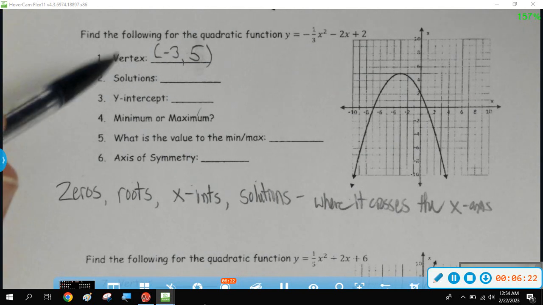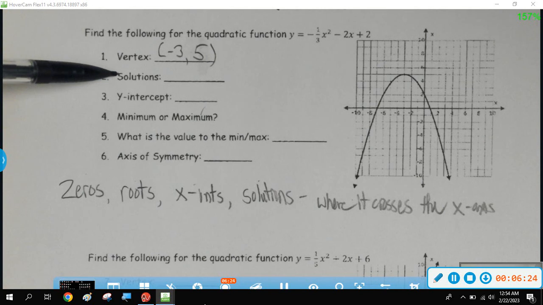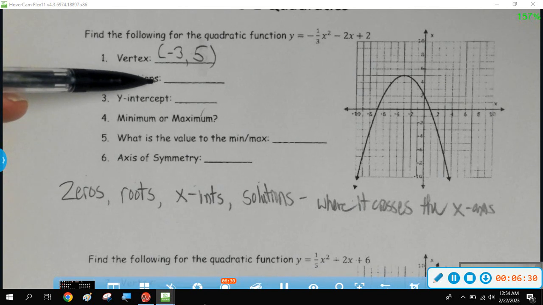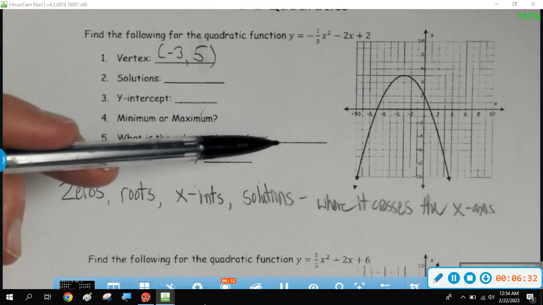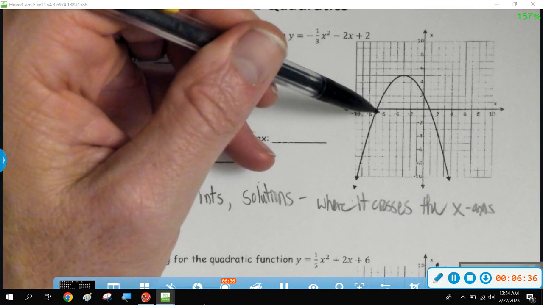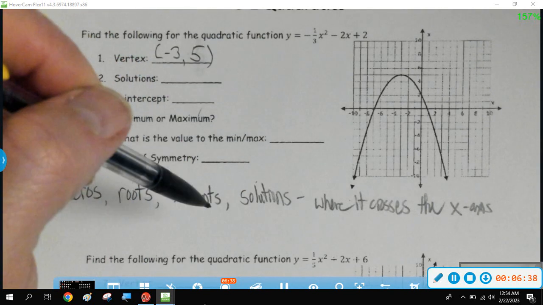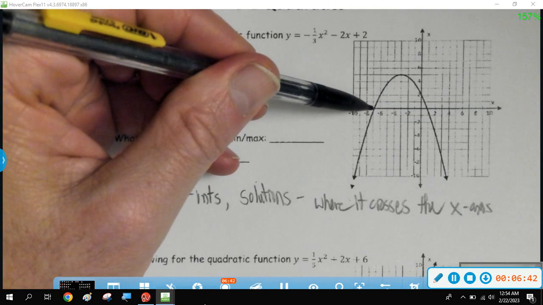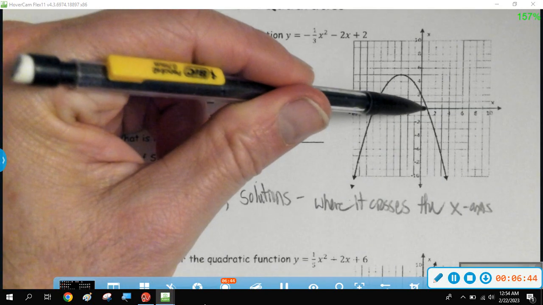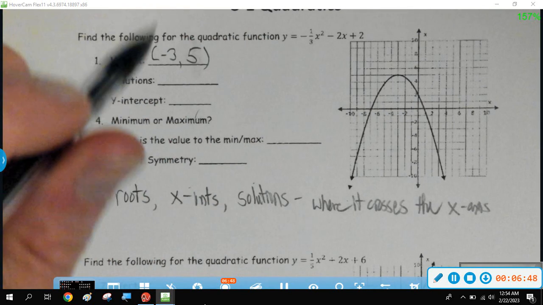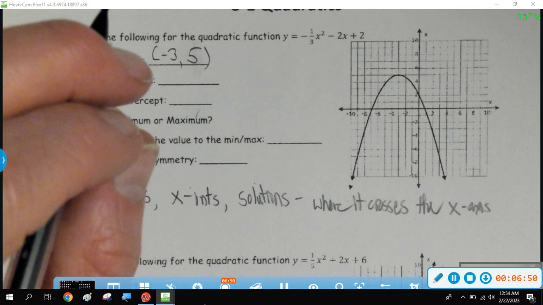All right. So solutions. It's the place where it crosses the x-axis. The reason why it says solutions is because in some cases, like this one, there can be more than one solution. Why? Because there's more than one place where the graph crosses the x-axis. In this case, it crosses here, but then it also crosses here. So there are two places where it crosses the x-axis. So this particular quadratic has two solutions.